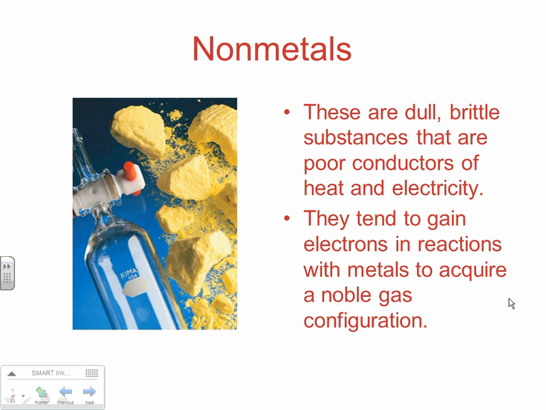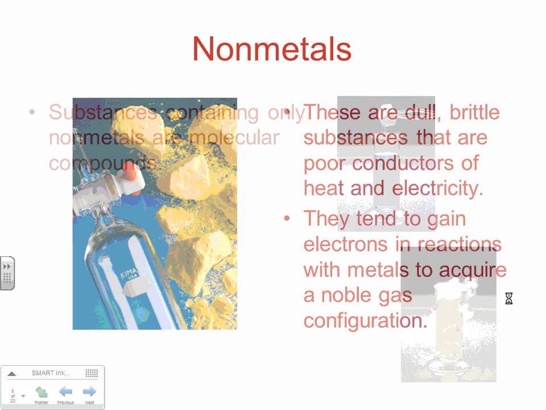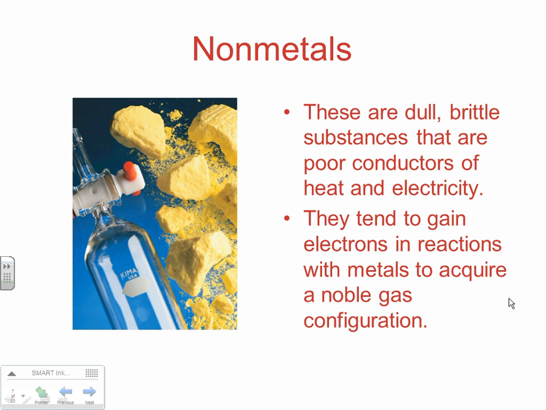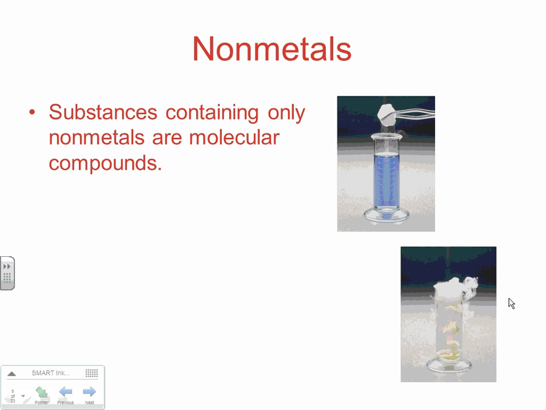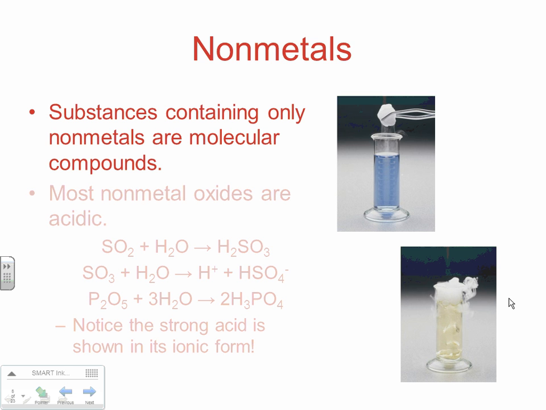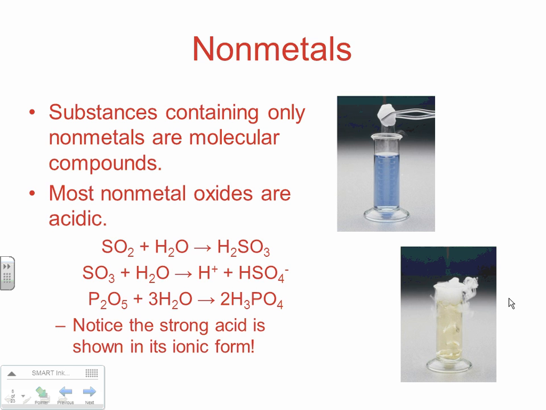Now, when you put a nonmetal with a metal, remember, as a substance that tends to gain electrons, they're going to react with metals to achieve a noble gas configuration in that synthesis reaction we looked at on the previous slide. So when we're talking about our nonmetals, we're not going to re-look at our synthesis situation. Just remember, metals and nonmetals react together to form ionic compounds. Now, substances containing only nonmetals form our molecular compounds. Some reactions that you should understand are those with some nonmetals.